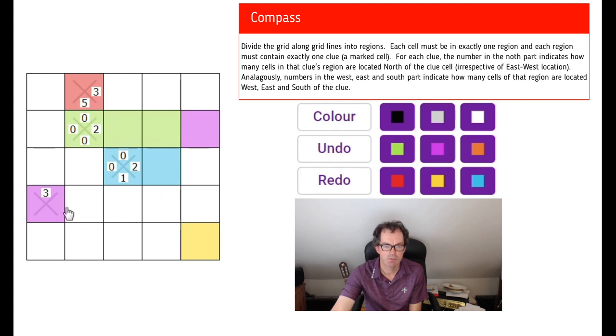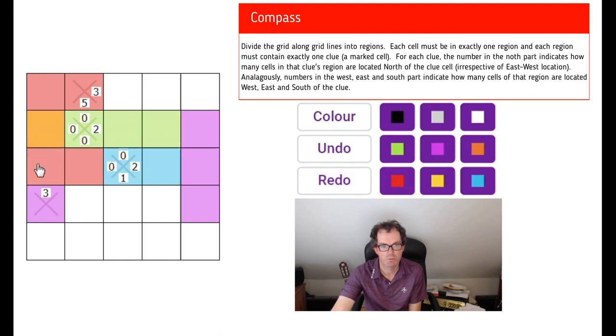Now you can see, if we need to attach this square to this square, it can't come across the top of the grid, so it's going to have to come downwards like this. And we know the red region, in turn, has to have 5 squares beneath it. Well, the only way we're going to get to any squares beneath it is by coming out this way. So the red region has to extend this way, like this.